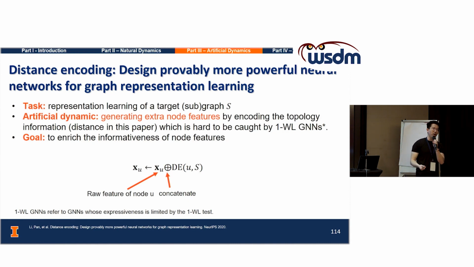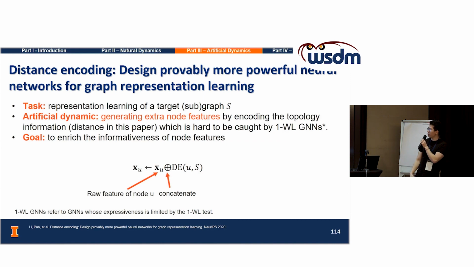So the idea they apply in this paper is to generate some extra node features by encoding the topology. And more importantly, this kind of topology information is hard to be captured by a great number of graph neural networks. To be specific, they are named 1-WL GNNs. We will introduce them very soon. So the goal is clear: they try to enrich the information in node features to drive more powerful graph neural networks.